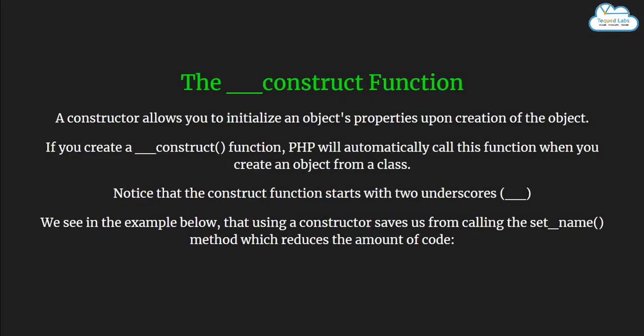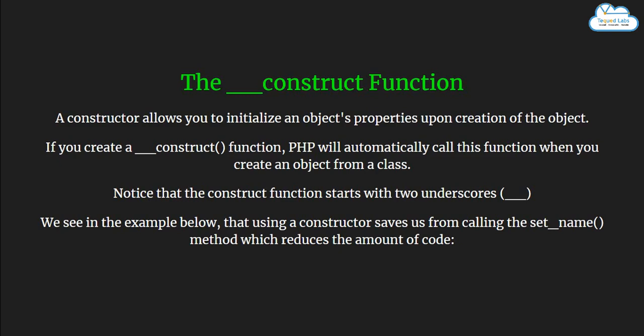Next we have the construct function. Now what is this construct function? It is also called a constructor. A constructor allows you to initialize an object's properties upon creation of the object. So when you create an object, this particular object's properties will be initialized. Until then it will not be initialized. It will only be initialized when you create an object. So that is what a constructor is.